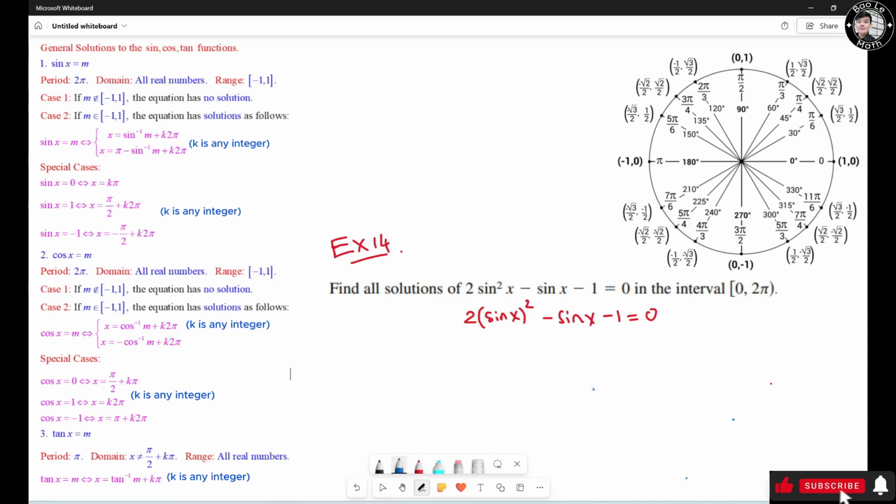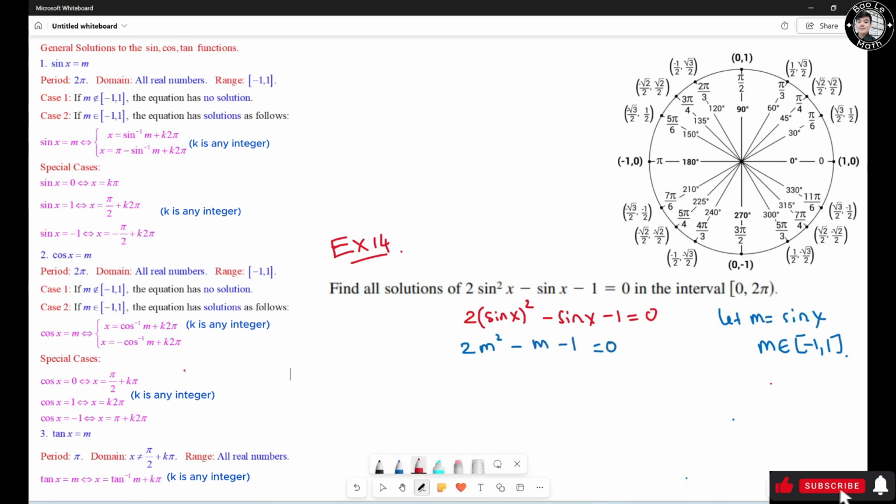Now I need to change the variable. So I let m equals sine s, and you know that the range of sine should be negative 1 to 1. So m must be in the interval negative 1 to 1. So now I convert this one into variable m. So 2m squared minus m minus 1 equals 0.